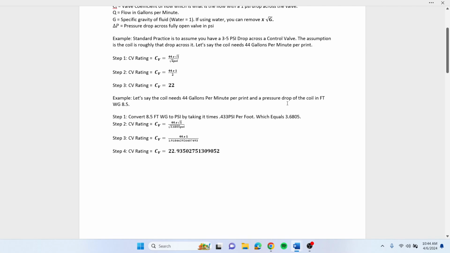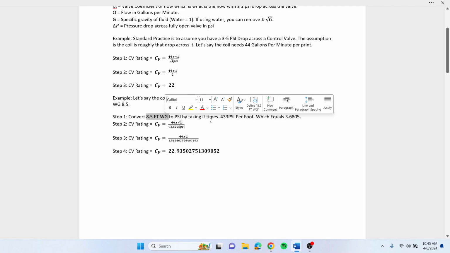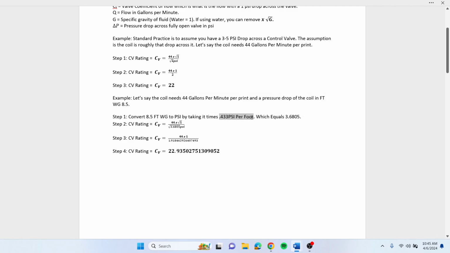But let's say you looked at the print and the print told you that you actually have 8.5 feet in WG as the coil pressure drop. Well, you've got to convert that first. So you take 8.5 times 0.433 psi per foot, because each foot of water weighs 0.433 psi vertically. So our actual pressure drop is 3.6805 for the coil. If we put that into that same formula as above, we end up with a CV rating of 22.935. Well, 22 and 22.935 are close enough. Unless you're getting a custom valve made, you're not going to land right on it most likely.